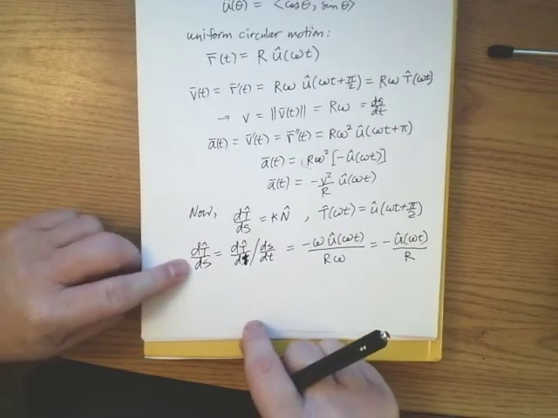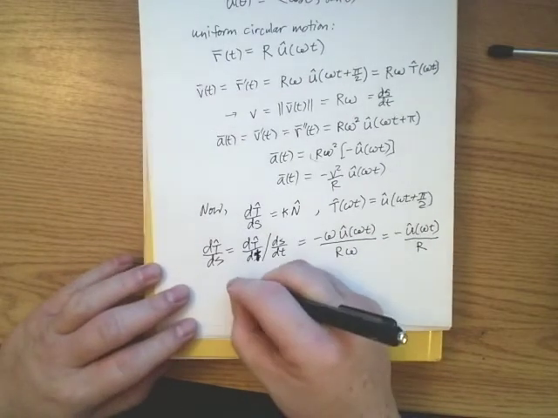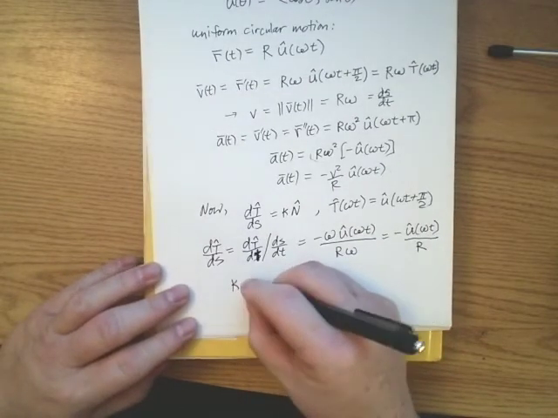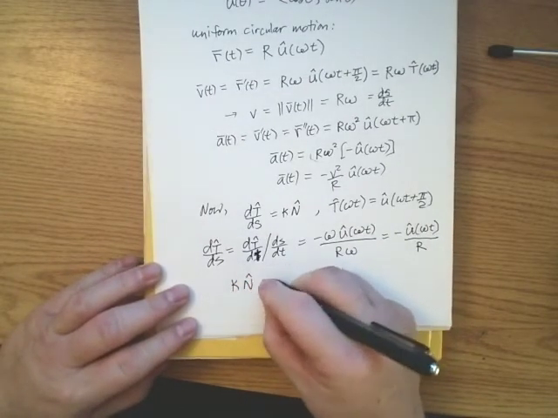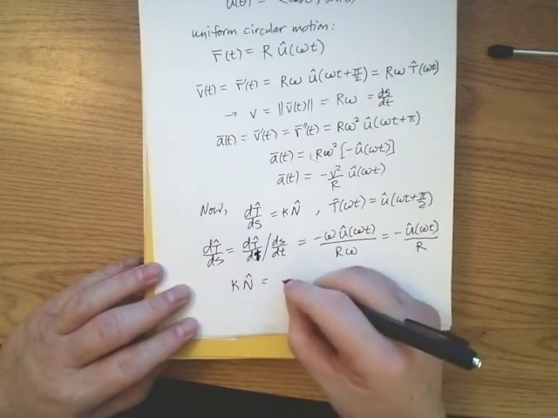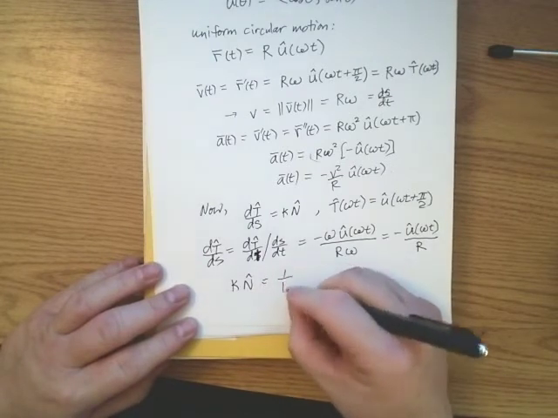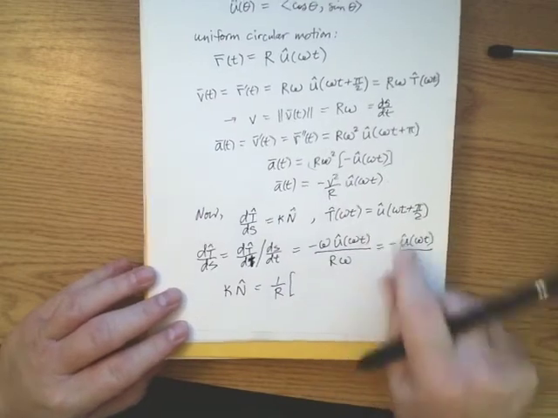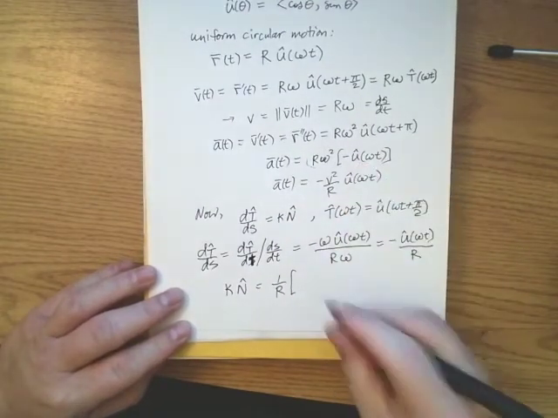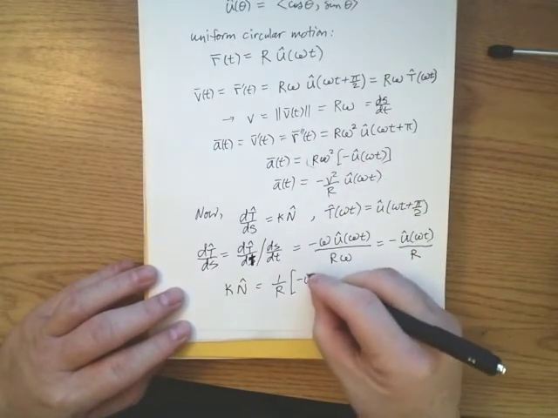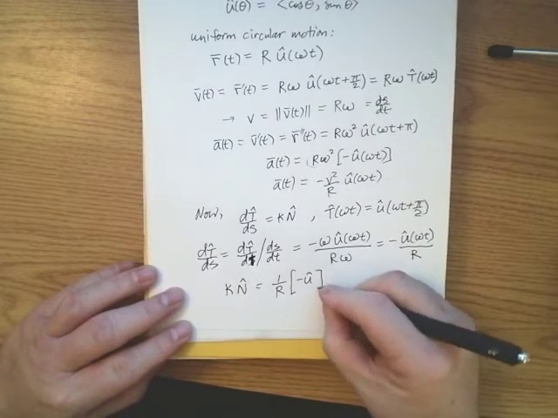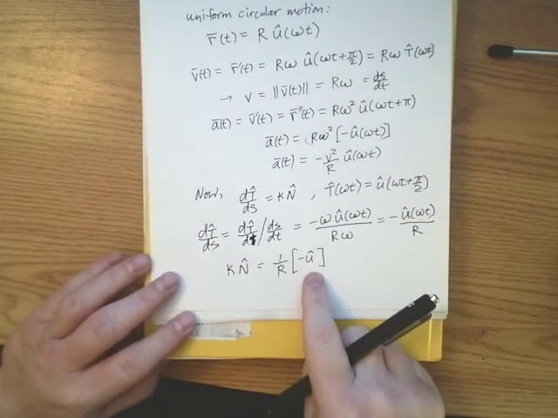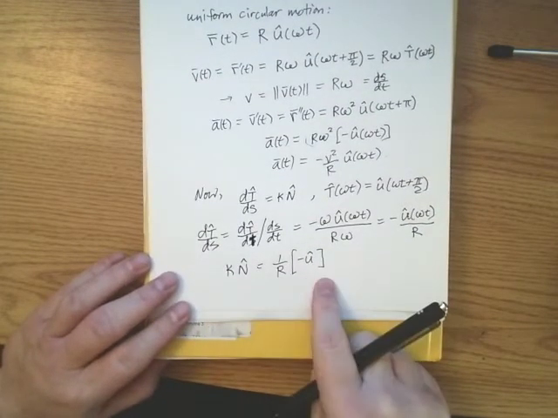What was that equal to? That's always kappa times n hat. So that's 1 over r, and I'm going to write it this way, kind of like I did here. I'm going to put the negative u hat on the inside. I don't care how it's parameterized right now. I'm going to write this statement here.